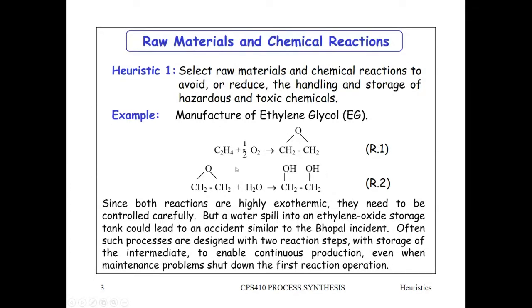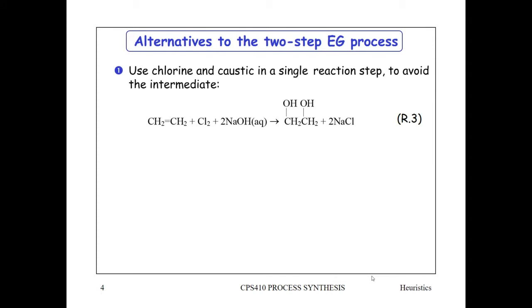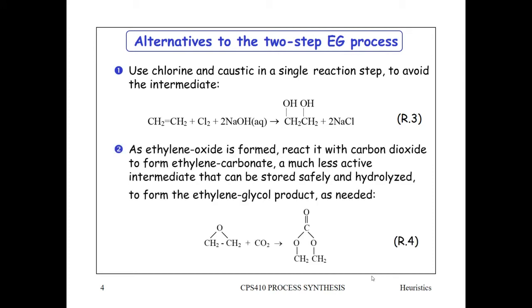But when it is a toxic chemical like that, it is dangerous to store. So then you try something else, and we try and avoid forming that ethylene oxide as an intermediate. So you use chlorine and caustic in a single reaction step, and you make it directly, plus sodium chloride. As the ethylene oxide is formed, react it with carbon dioxide and form ethylene carbonate, a much less active intermediate that can be stored safely, and hydrolyzed to form the ethylene glycol product.